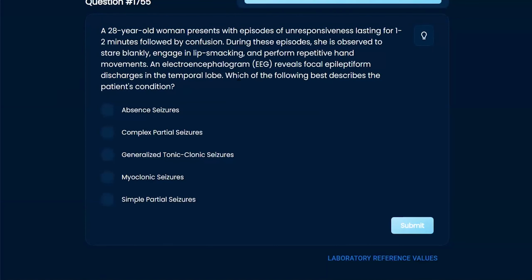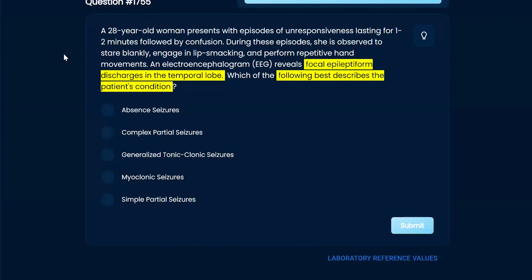Which of the following best describes the patient's condition? So this is going to be diagnostic. The EEG kind of catches my eye here, right above. It says EEG reveals focal epileptiform discharges in the temporal lobe. So that's something that I'm kind of keeping in mind.